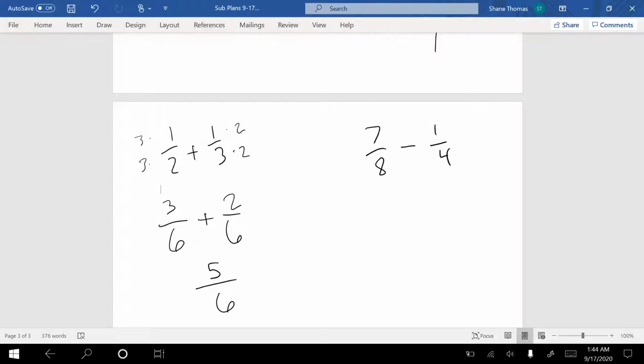Again, I have to find a common denominator. So to find a common denominator, looking at the 8 and 4, the least common multiple of 8 and 4 is going to be 8. So I want both of these to have a denominator of 8.